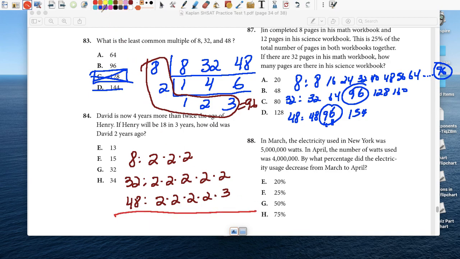Now we get to see what they have in common. They share a group of 2's in common, so I bring one 2 down. They share another group of 2, so I bring that down and multiply them. They share another group of 2, and I bring that down. So far it's 3 twos. Now, 2, 4, 8.